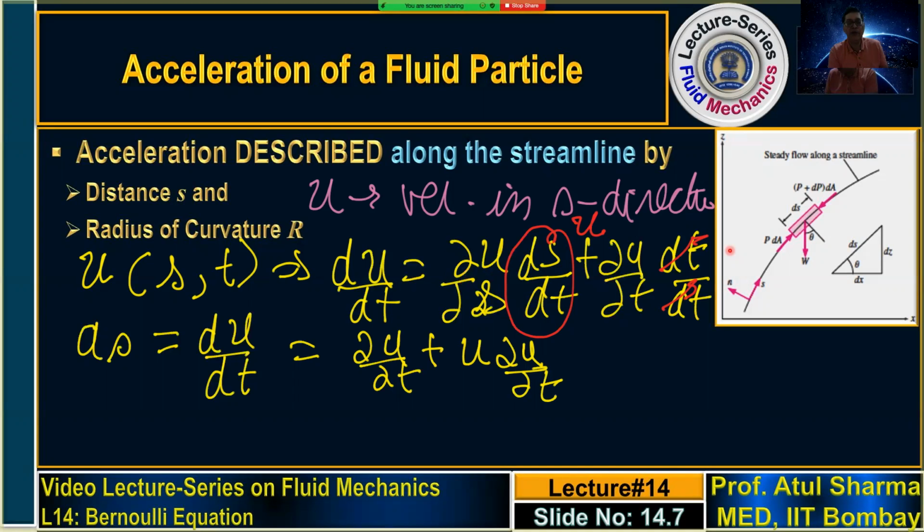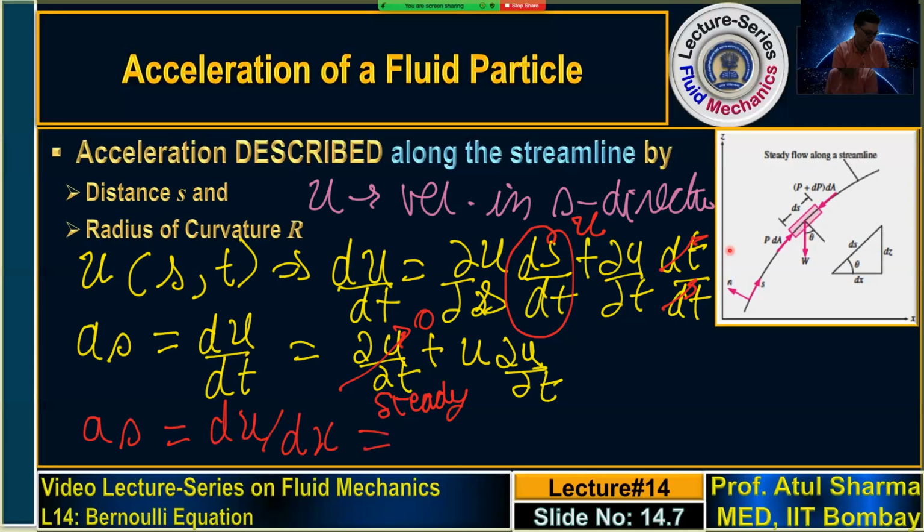However, Bernoulli's equation is applied for a steady flow. So when we consider the flow as steady, then this term is 0. This is 0 for steady flow. So the acceleration which is being presented here, the acceleration du by dt for a steady flow is equal to u del u by del s. There is a mistake here, this is del u by del s.